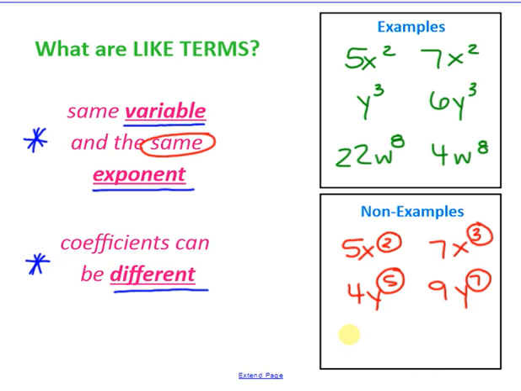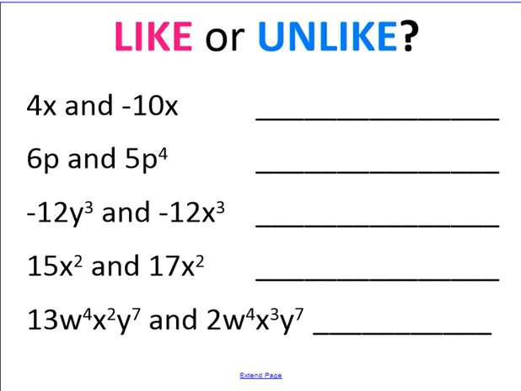And another non-example would be 11w to the second power and 4x to the second power. Now in this case our exponents are the same, but our variables are different, and we're not allowed to have different variables. So let's do a quick check on that. Let's determine if these are like or unlike. Here I have 4x and negative 10x. I have my same variable and they have an invisible exponent of 1. So these are like terms.